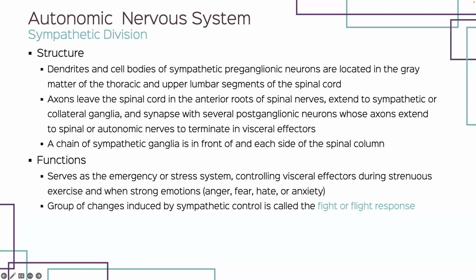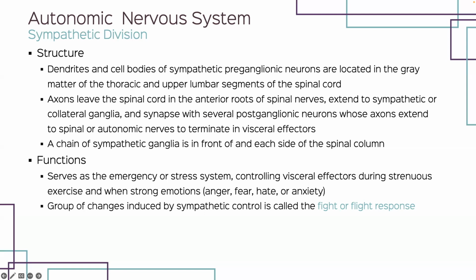The sympathetic postganglionic neurons have dendrites and cell bodies within sympathetic ganglia. These sympathetic ganglia are located in front of and at each side of the spinal column. Because short fibers extend between the sympathetic ganglia, they look like two chains of beads and are often referred to as the sympathetic chain ganglia.